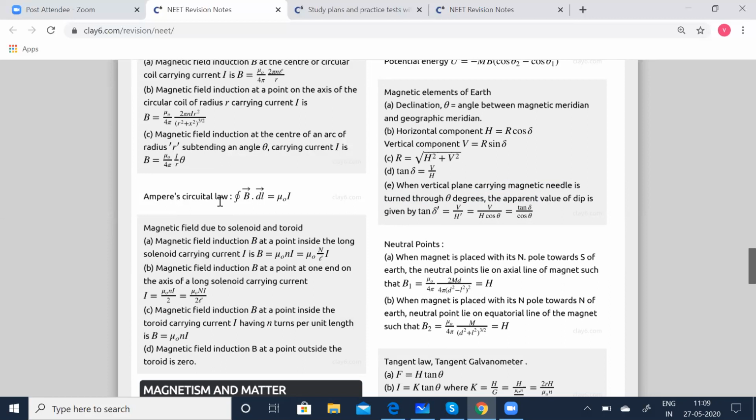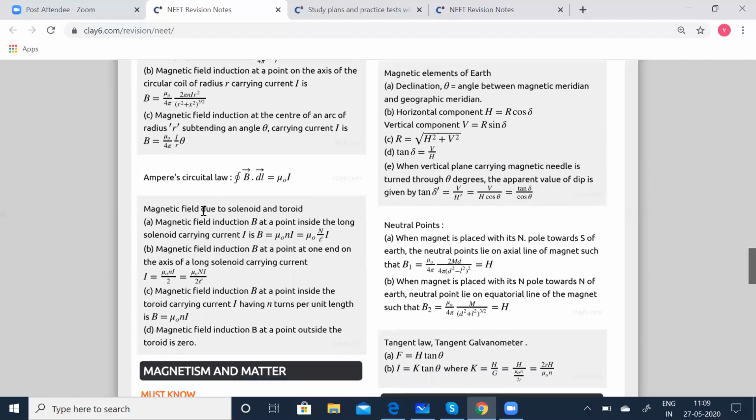Ampere's circuital law. This is a closed loop, so it is given by B vector dot dl vector, remember this is a dot product, which is equal to mu 0 I. It's a closed integral. Magnetic field due to solenoid and toroid. Again, this is a very important concept, children.